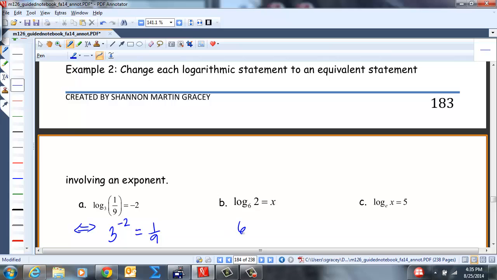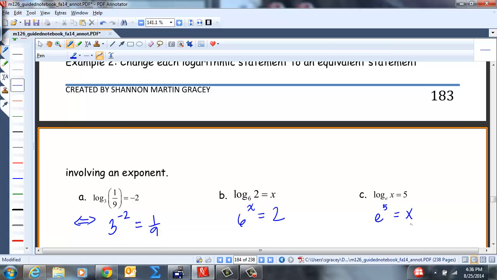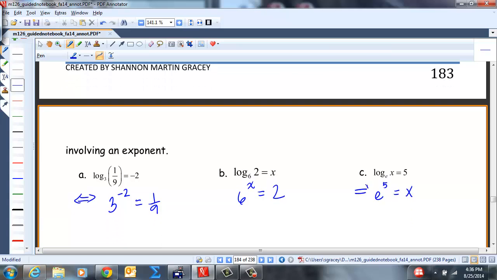What about this guy? Good, the base is 6. A logarithm is an exponent, so the x goes in the power, and it's equal to 2. And lastly, the base is e. A logarithm is an exponent, so the 5 is in the power, and what's left over is x. Perfect, and these were if and only if statements.